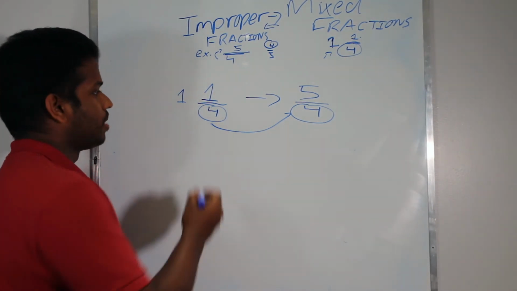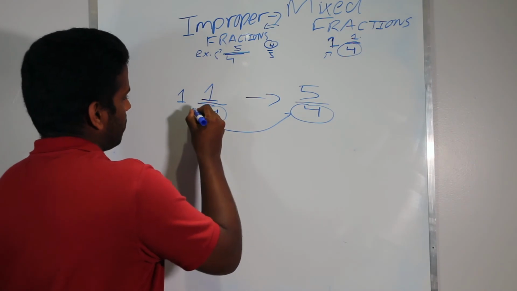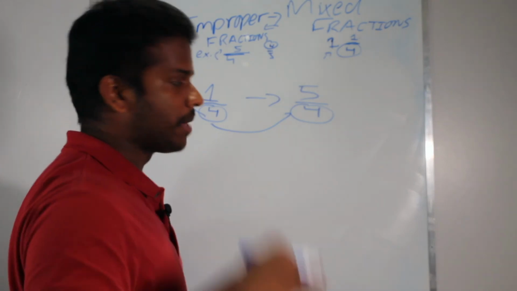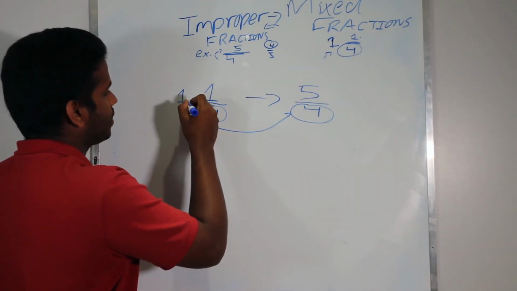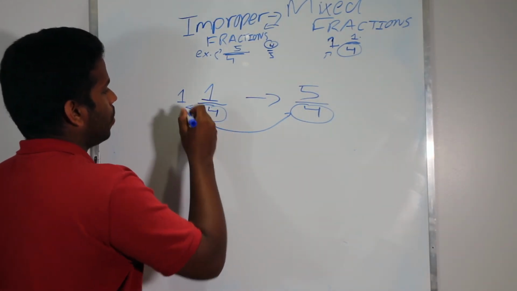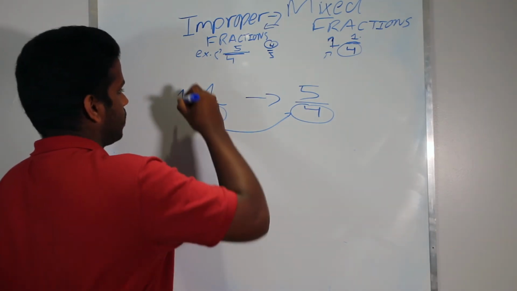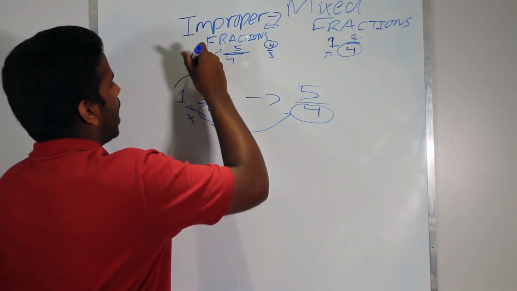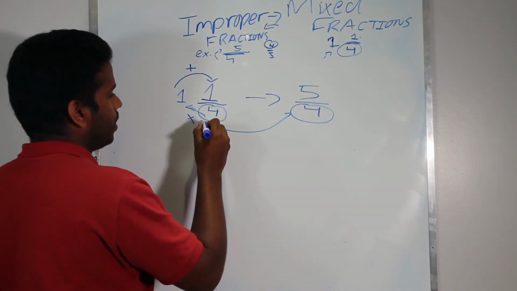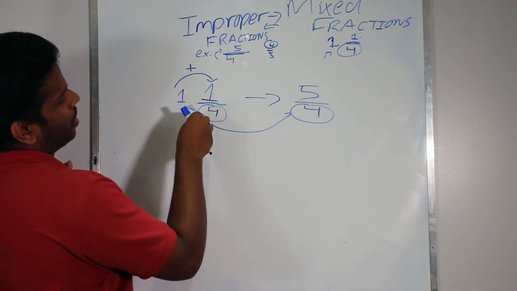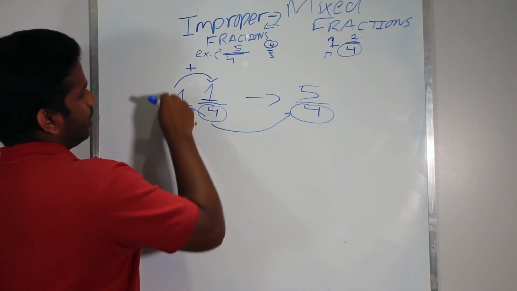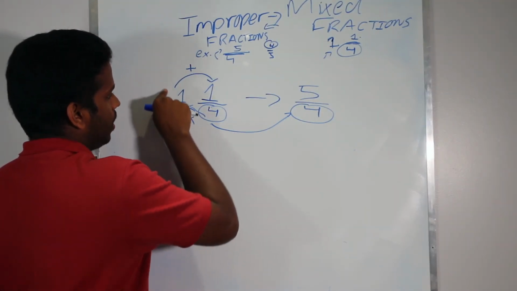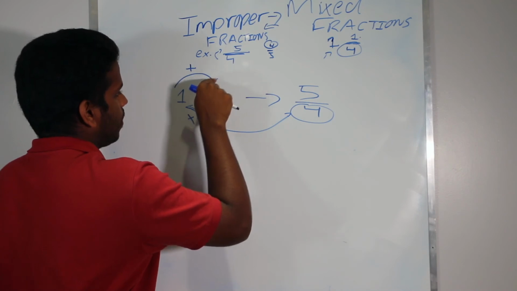So how do we do it? Simple. Just a two-step process. You multiply the denominator of the proper fraction in the mixed fraction by your whole number. Now we're doing the opposite. And then add. So think of this cycle: you multiply your denominator by the whole number in the mixed fraction, then you take that number and you add.